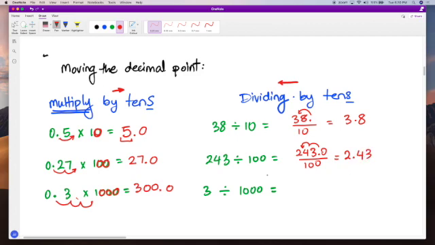2.43. If we look at this here, I have the number 3. Remember, any whole number, the point will come right after. Yeah, and that's divided by 1,000. So that point will go 3 spaces. 1, 2, 3, and then the point will end up here. So I will get 0.0003. So this is how we move the decimal point, by multiplying or dividing by tens.